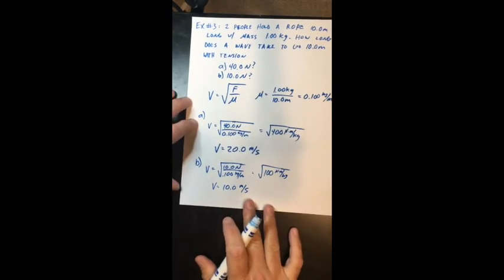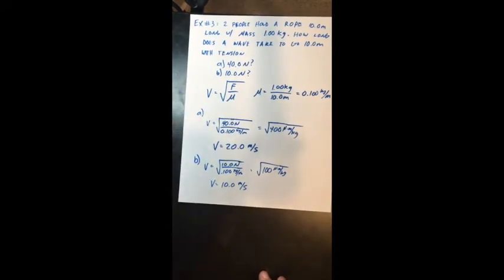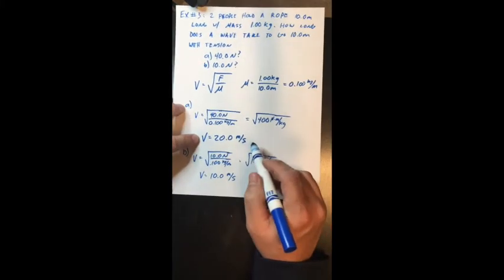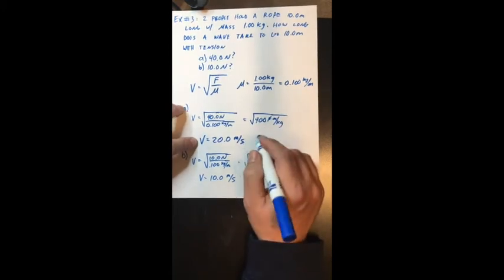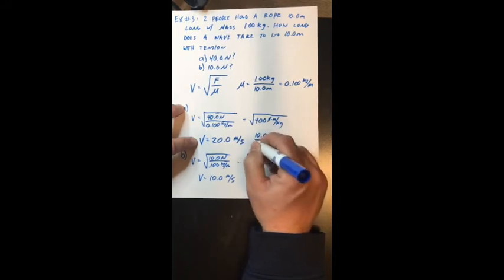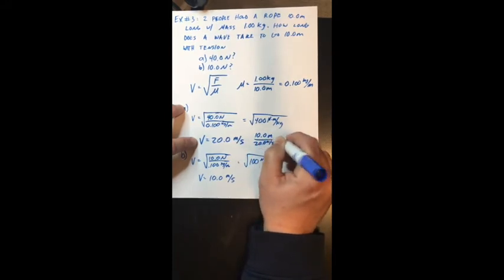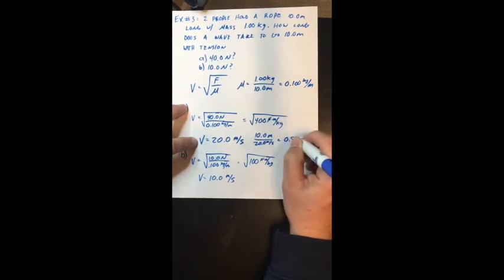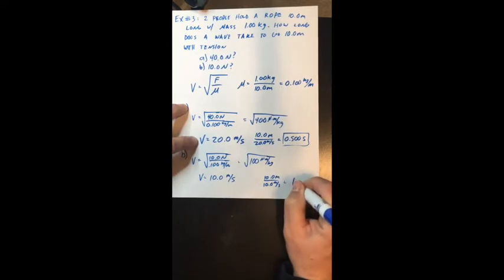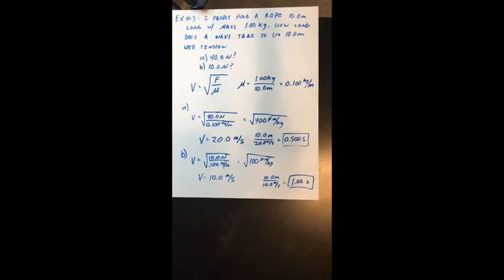Now, what we haven't done yet for either of these is we actually haven't found the time. So with a V of 20 meters per second in part A, to go 10 meters at 20 meters per second will take half a second, right? 10.0 meters over 20.0 meters per second gives us a time of 0.500 seconds. So that's the answer for that part. And then down here, taking 10 meters, dividing it by 10.0 meters per second gives us 1.00 seconds. So those are our final answers for example number 3.